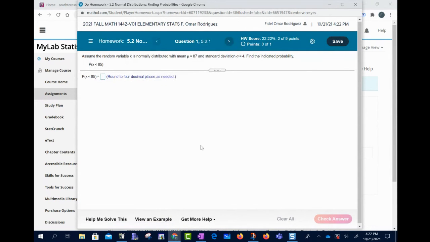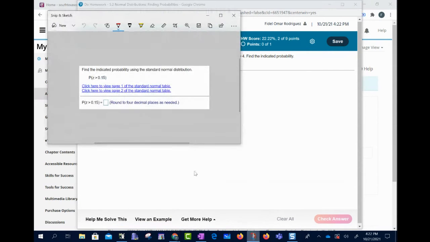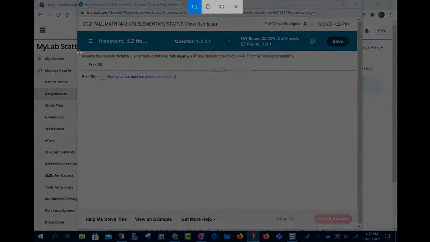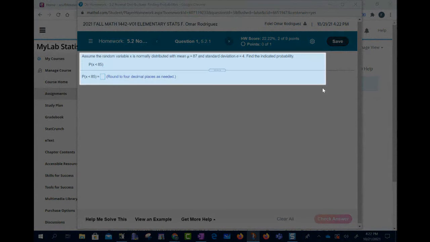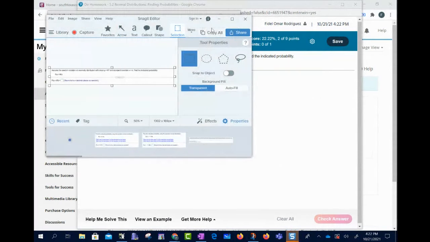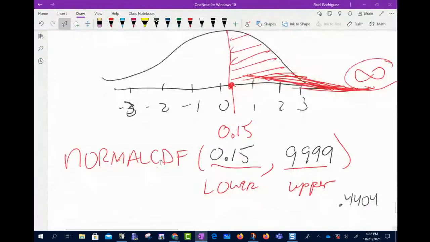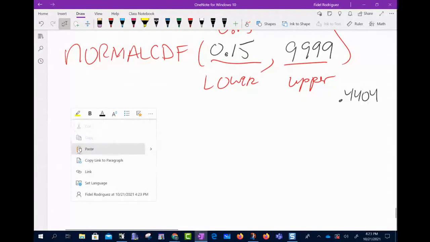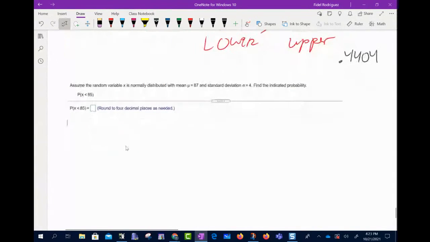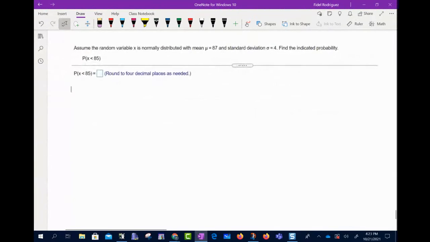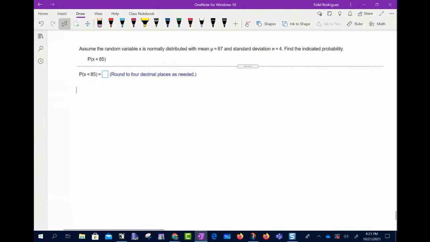So here's number 1. Okay, so I'll tell you what I'm going to do. I'm going to go ahead and do a little copy and paste here. But I don't think I need to do the whole subtracting 1 here. I mean, we could, but I don't think we need to do it that way. But let's try number 1. Let me zoom in a little bit so we can see it a little better. Okay, so it says, assume the random variable x is normally distributed with a mean of 87 and a standard deviation of 4. Find the indicated probability.